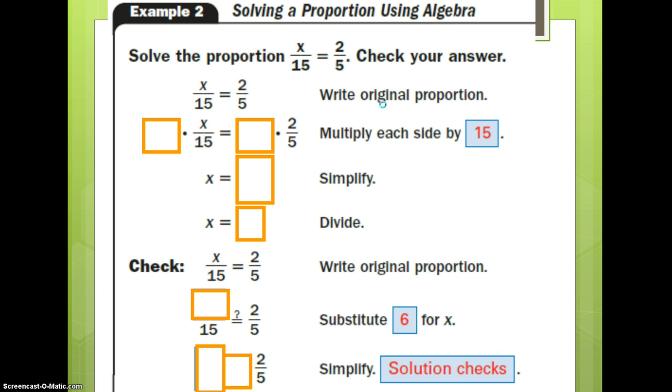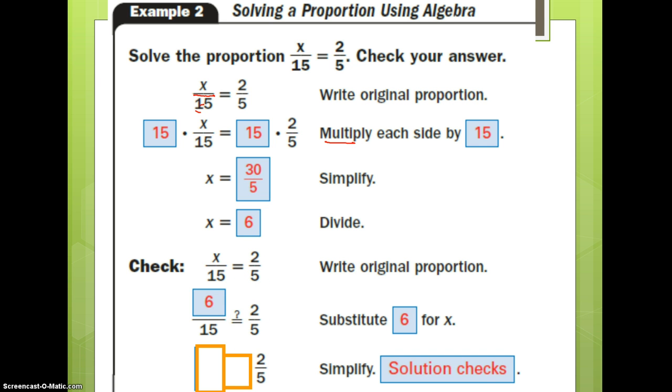We also can solve a proportion using algebra. So x over 15 equals 2 over 5. We know we want to find x, and this is dividing by 15, so the opposite of dividing by 15 is multiplying. You can multiply each side by 15, which is 30 over 5, and it simplifies to 6. You can check your work by simplifying 6 over 15, which is 2/5. They are equivalent, they are a proportion.